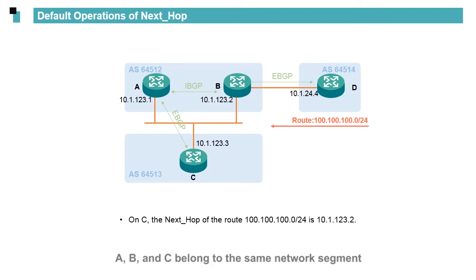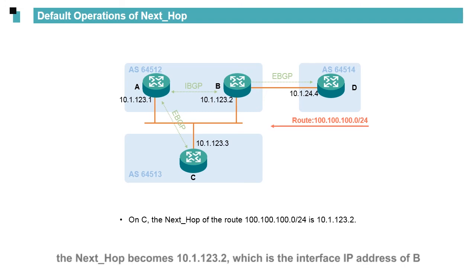In this scenario, A, B, and C belong to the same network segment. A and B are iBGP peers, whereas A and C are eBGP peers. When B transmits BGP route to A, the next hop remains unchanged and is still 10.1.24.4. When A sends the route to C, the next hop becomes 10.1.123.2, which is the interface IP address of B.